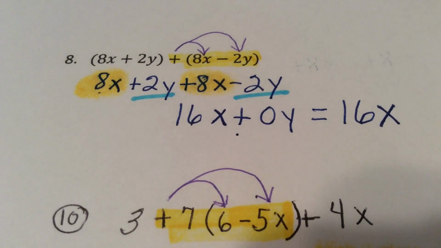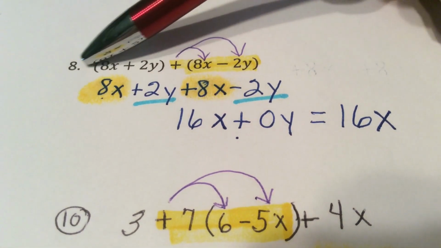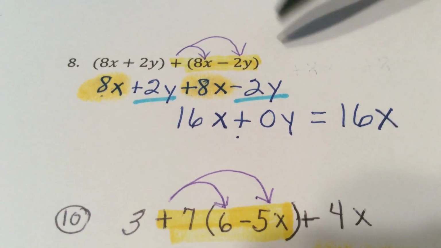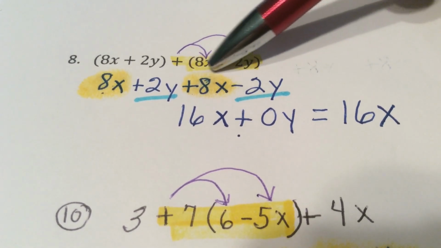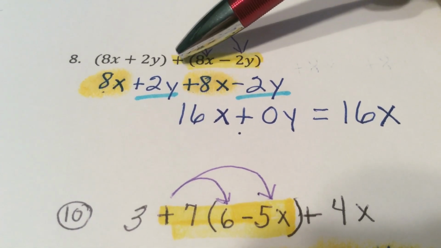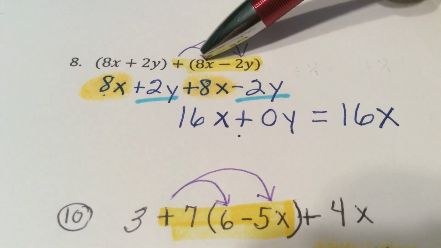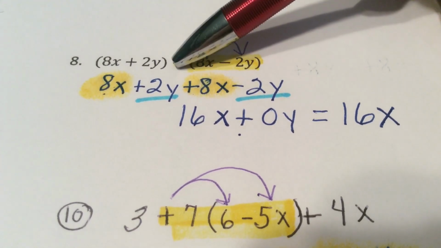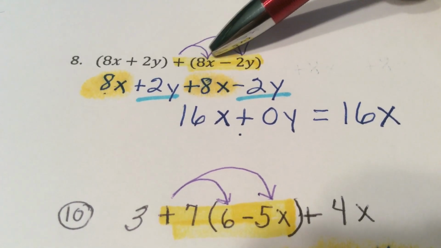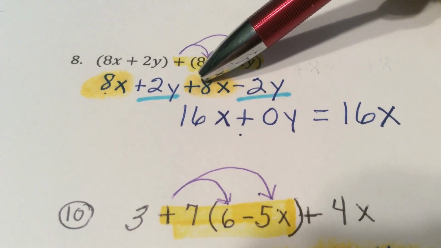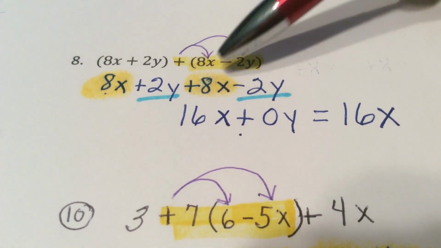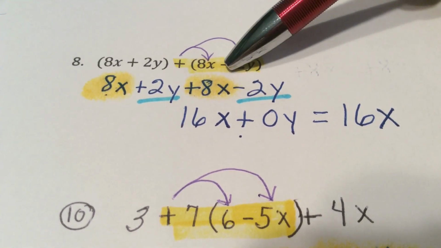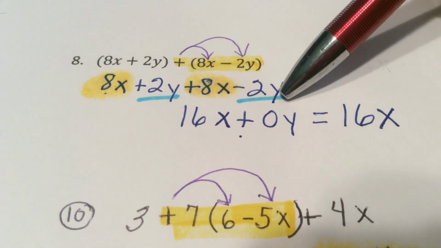Now let's move over to number 8. Number 8 is a little bit different. This parentheses is okay because there's no sign out in front of it. This one has a sign in front of it, so we're going to highlight starting right here and go all the way across. Now let's draw our arrows to remind us what we're doing with our distributive property. We're going to take this positive times this 8x. That gives us positive 8x. We're going to take this positive times this -2y. A positive times a negative is a -2y.